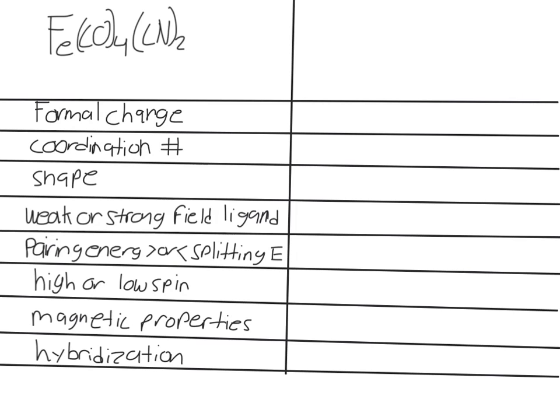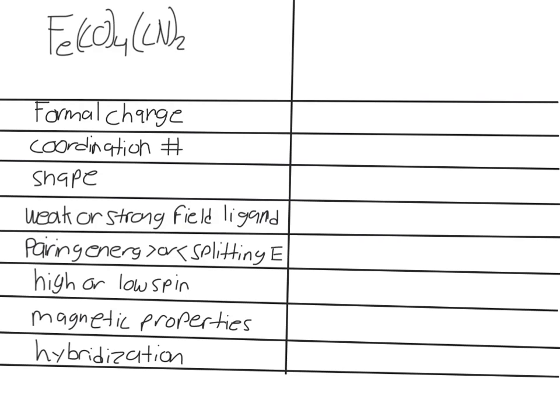Hi, this is Erica, and I'm doing the valence bond theory diagram and the crystal field diagram for Fe(CO)4(CN)2. But first I'm going to answer a few questions that can help me draw both diagrams. First I want to find the formal charge, that way I know what iron ion I'm dealing with, be it 2+ or 3+.